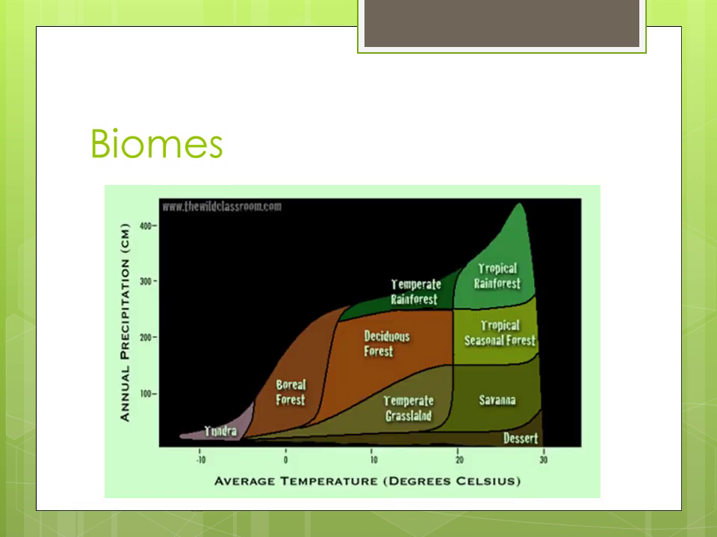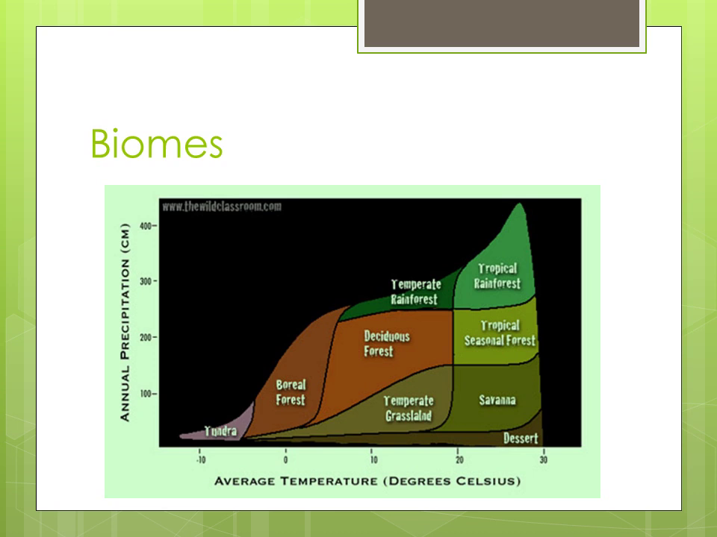So here is a way of conceptualizing biomes. On the x-axis, you have the average temperature in degrees. So as you get warmer, if you don't have very much precipitation, because precipitation is on the y-axis, you have either tundra or desert. Very little water, you have tundra or desert. If it's colder, it's tundra. If it is warmer, it is desert.